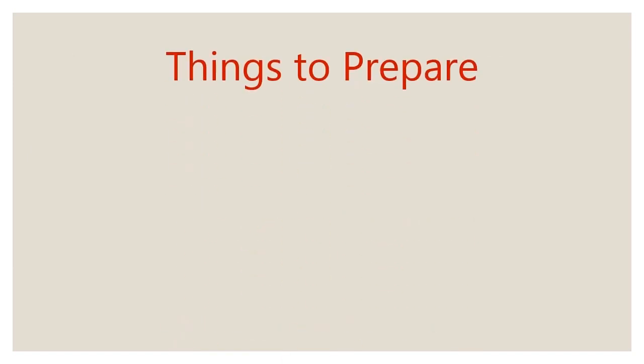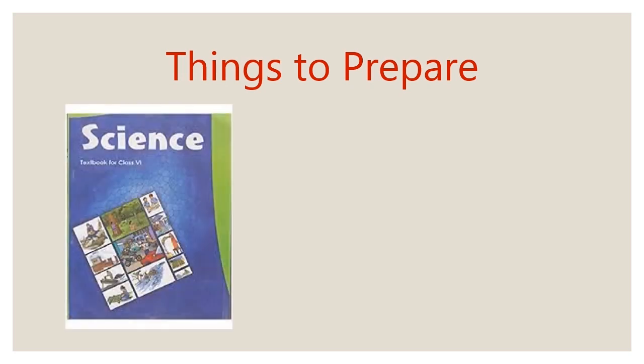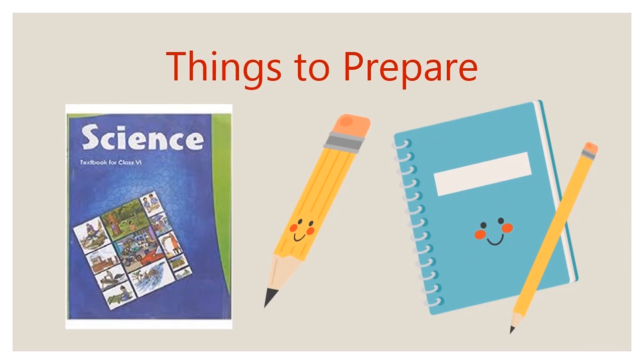Before we start, we have these things to prepare. First, we need to have our science book. Check if you have your science book. The second one is pencil. Of course, you need to have your pencil and rubber or eraser. And the last one, notebook. You will use that notebook to write dictation and vocabularies and things that are important for you to learn. These are our things to prepare for this lesson.